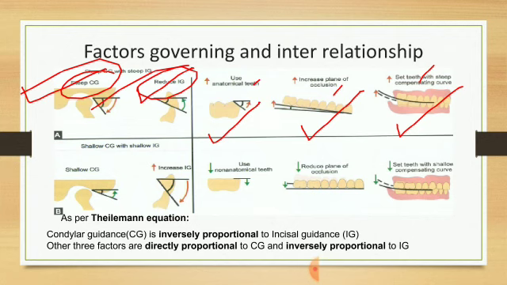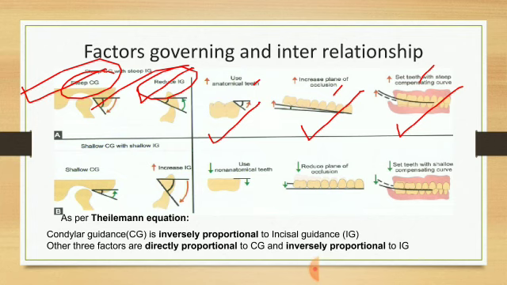Now logically, just imagine if the condylar guidance is deeper, then as we protrude the jaw, there would be more separation between the posterior teeth. So we need to have contact between the posterior teeth. As there would be more separation, we need to increase the cusp height and the plane of occlusion, and we need to make the compensating curves deeper to obtain the contact between the maxillary and mandibular teeth. So this is shown in the first column. I hope you're getting the thing.